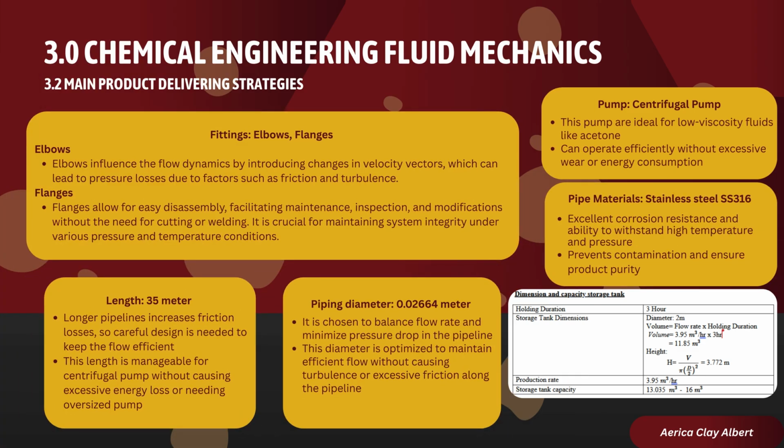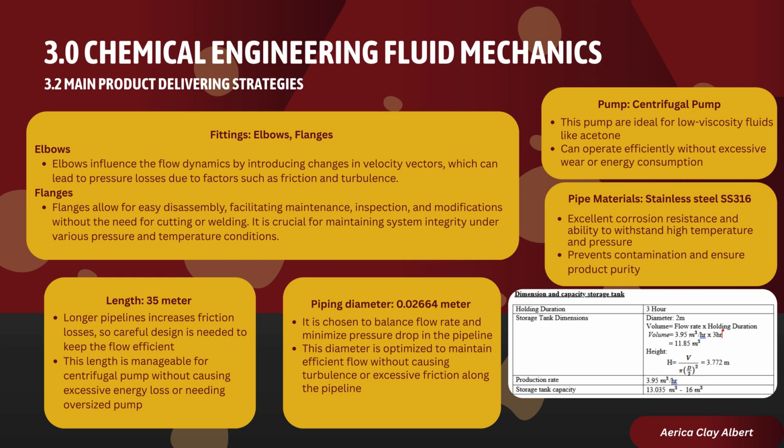Now let us discuss the main product delivery strategy from the distillation column to the storage tank. All components have been carefully selected based on our research for optimal performance. We are using stainless steel SS316 piping for its excellent corrosion resistance and ability to handle high temperatures and pressures. This ensures the acetone remains pure and the system stays durable over time.